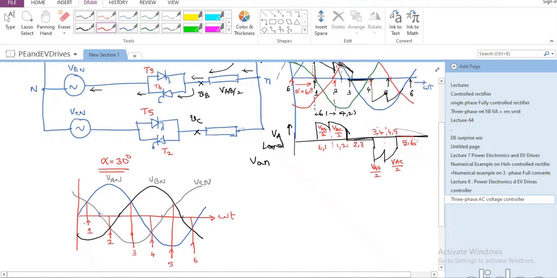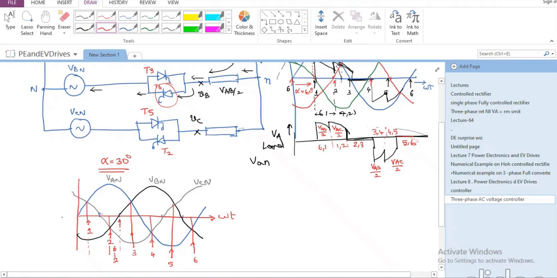Now, when I am firing 1 here, I'm assuming that 6 is already fired before, and device number 6 will be able to conduct. Device number 6 is in B phase. It will be able to conduct as long as B is negative. So until this point, 6 will be able to conduct. But you are firing 2 already here. So during this portion between these two, we will have all 3, that is 6, 1, 2, all 3 will conduct.